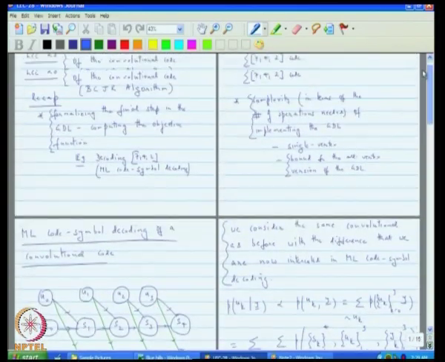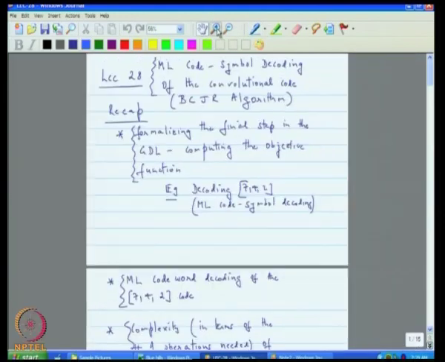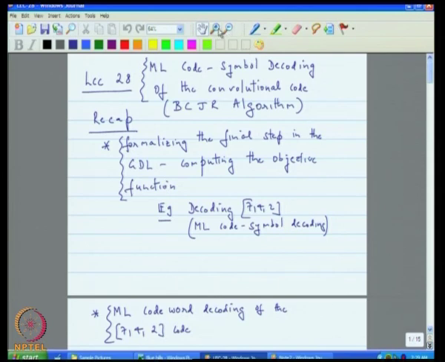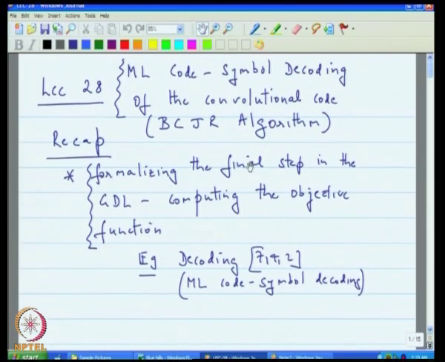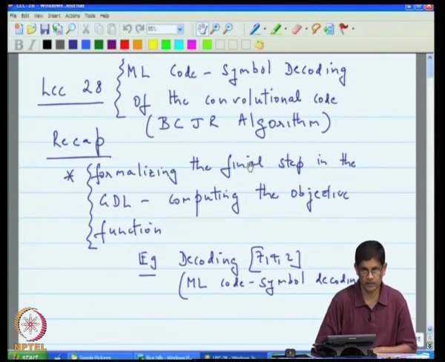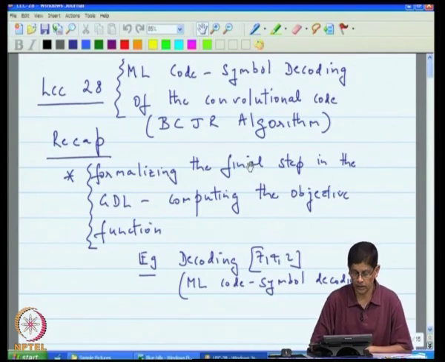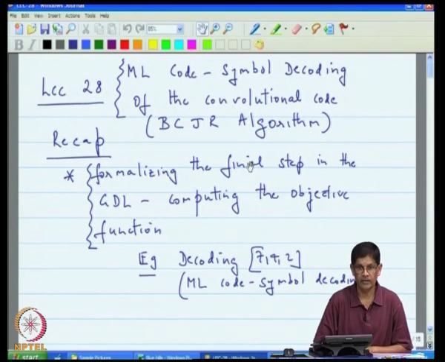So, our last lecture basically had to do with maximum likelihood code symbol decoding of the convolutional code, and it really represented more or less the end of our discussion on the GDL. So, we were looking at the GDL and we were applying it to the problem of decoding of a convolutional code. And earlier when we discussed convolutional code decoding, we had talked about the Viterbi algorithm.